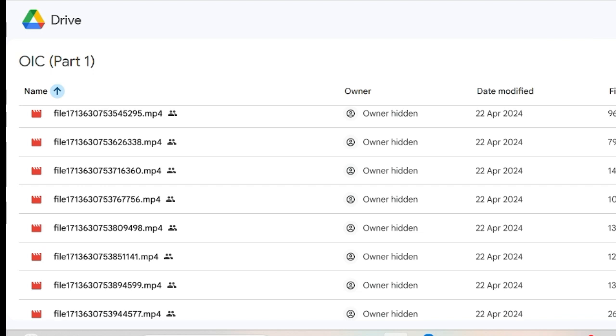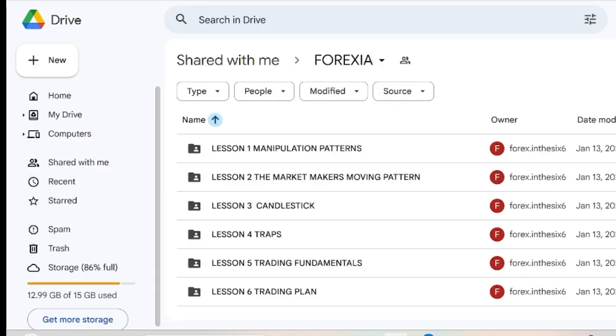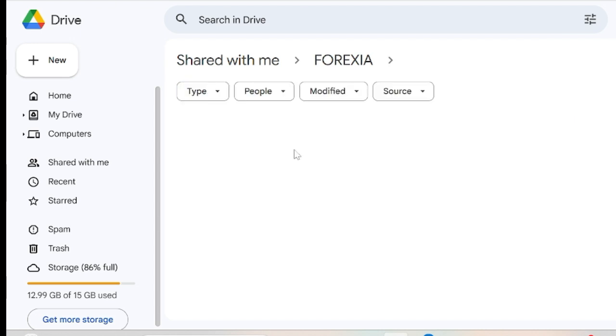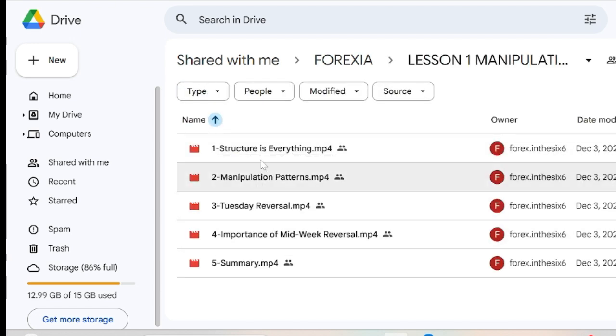Now the next course on the list here is foresia.net. The course is actually called Signature Trade. The first course we have covers market manipulation patterns and all that. If I open this particular trade here, you are going to be seeing a lot of videos in it. We have structure is everything, manipulation patterns and all that.